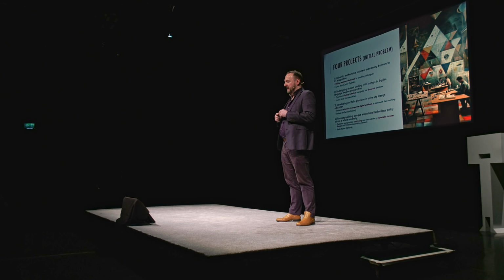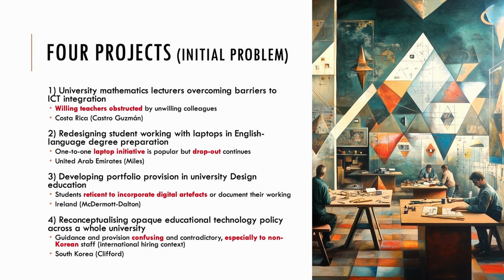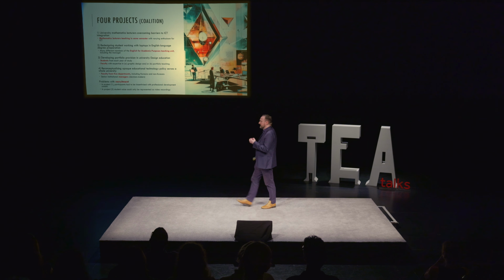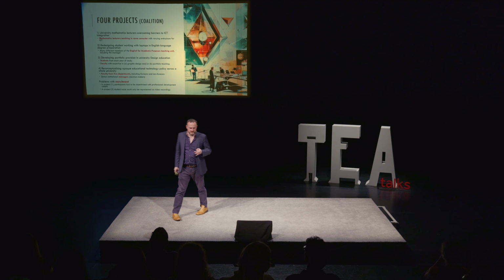A third involves students who are in a design discipline being asked to incorporate digital artifacts into their portfolios and being unwilling to do so. And a fourth involves reconceptualizing a very, very opaque, difficult to understand policy in a Korean university, which is particularly difficult to understand if you're not Korean, and that's becoming an important problem since the Korean government's having quotas now. Okay, so that's the starting point. So in each case, a coalition is forged.